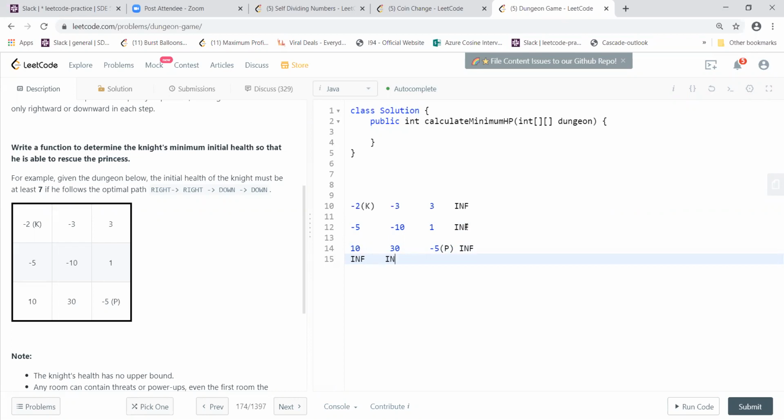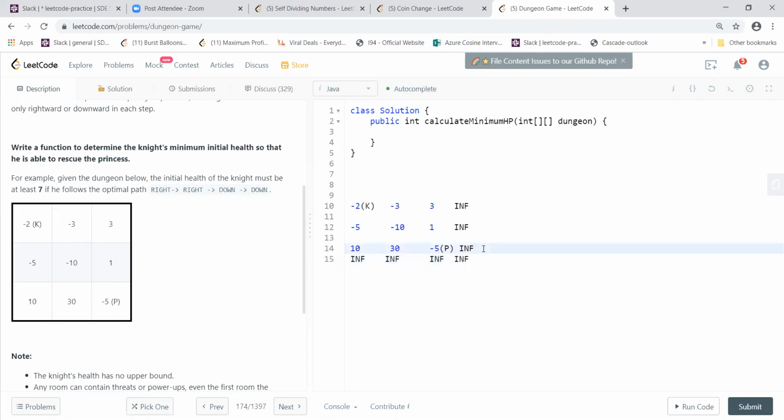So the way I started was I created an array. Here it was 3 by 3, so I had to create an array of 4 by 4. And I initialized all of these values as int max, because these are the only values. So the last column and the last row are initialized to int max.